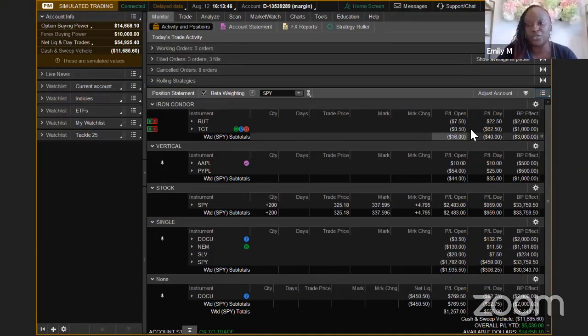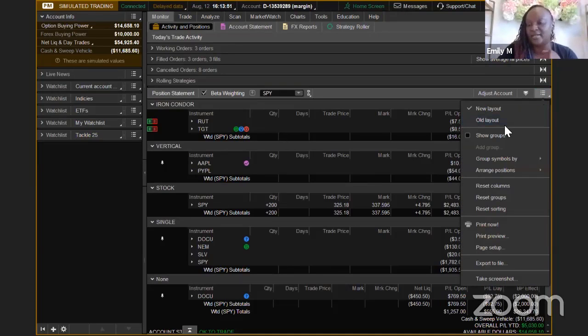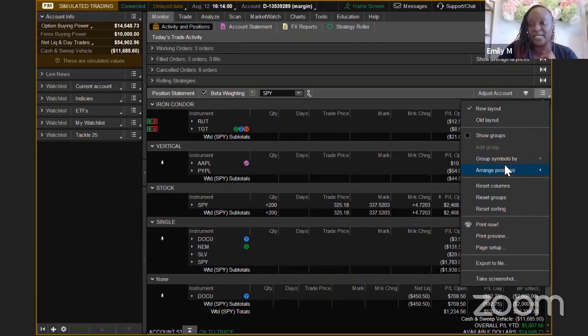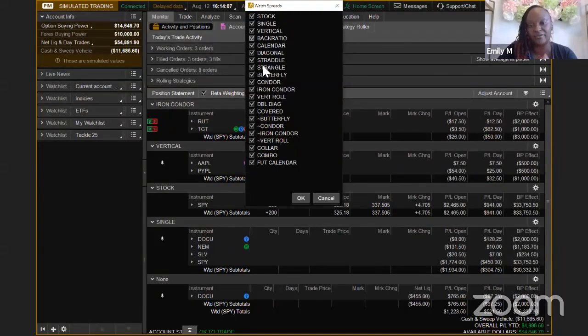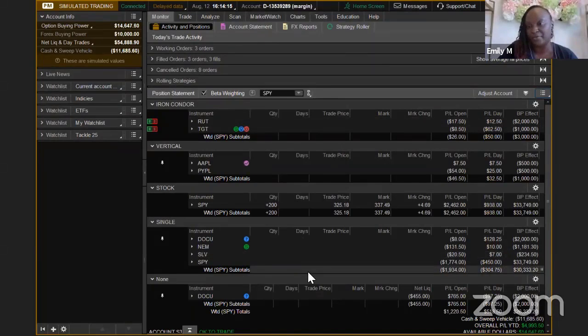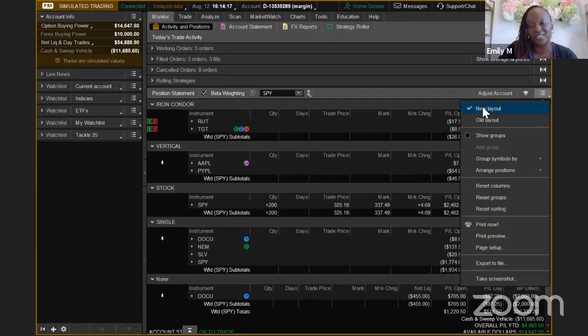But this is one of the ways that you can do it if you want to just use the simple defaults that are in Thinkorswim. I'm going to go really slow so you guys can see this again. Once again, you go to groups, group symbols by, and then you go down to spreads, and then you check every one of these boxes, and then say okay, and it will group them by that. This is under the new layout, by the way. So you make sure that you're doing this under the new layout.